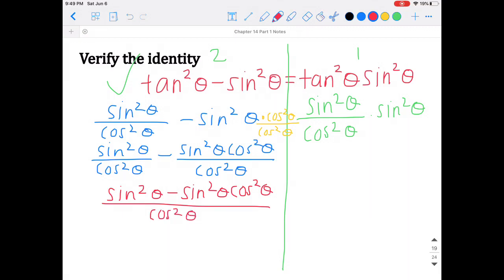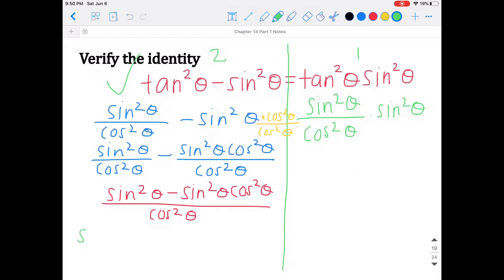We only have one term now. Next thing, looking at our numerator in this problem, we have sine squared theta minus sine squared theta cosine squared theta. Notice what we have in common with these two terms is that both terms have sine squared theta. So we're going to factor that out.